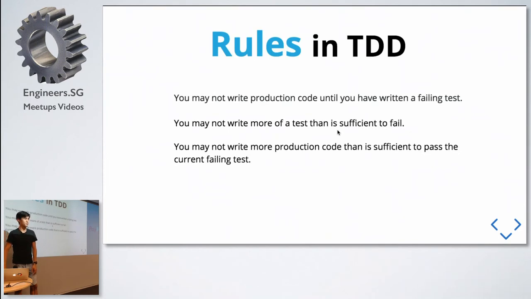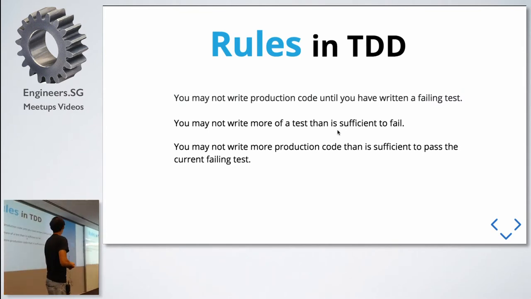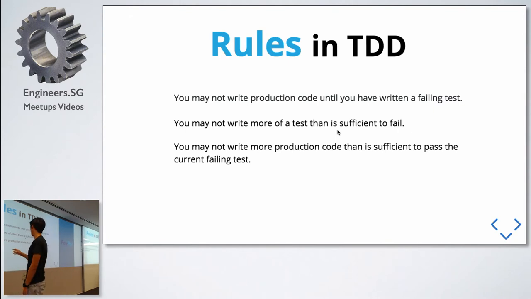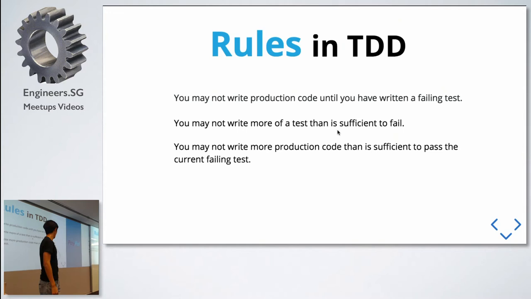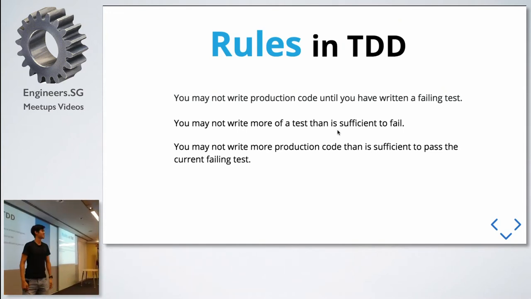So there are some rules and principles in TDD. One of them is you should not write production code until you have written a failing test, which I shared earlier, and you may not write more of a test than is sufficient to fail. So when you have your first assertion, where you expect the function output to equal something, you should run your test and make sure it fails. Typically the workflow is you have a test runner to watch your test, so whenever you save your test, it will alert you that this thing is failing. And you may not write more production code than is sufficient to pass the current failing test.